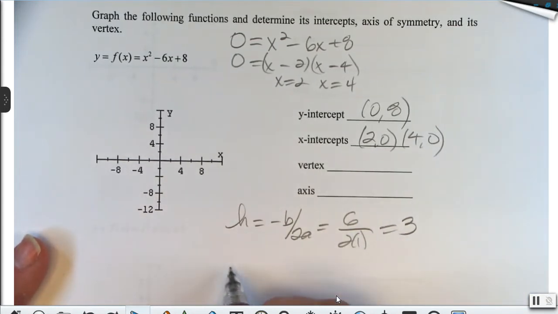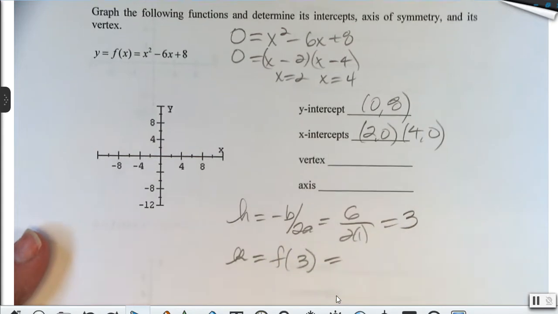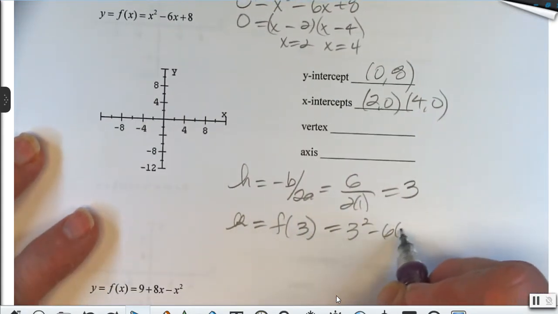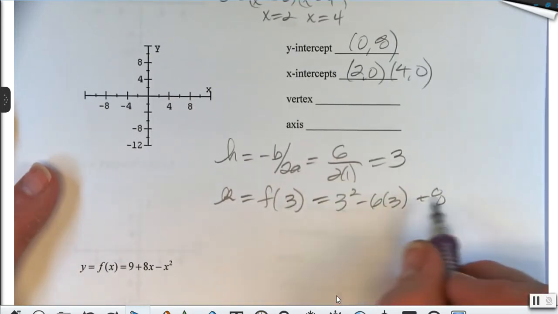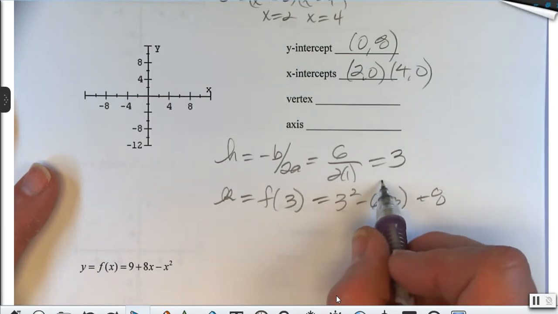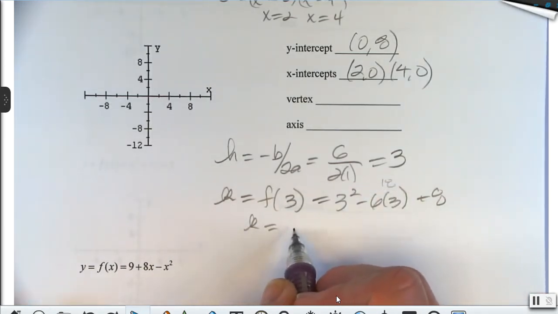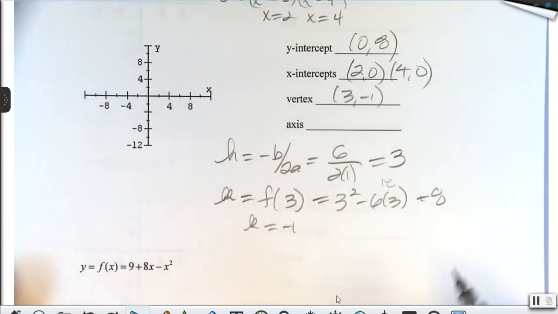So if I want to figure out what the y-coordinate is, we're going to take our function and evaluate it when x is 3. So I would have 3 squared minus 6 times 3 plus 8. My goodness, what is this? 9 and 8 is 17, minus 18. Looks like k is equal to negative 1. So my vertex is going to be at (3, negative 1).